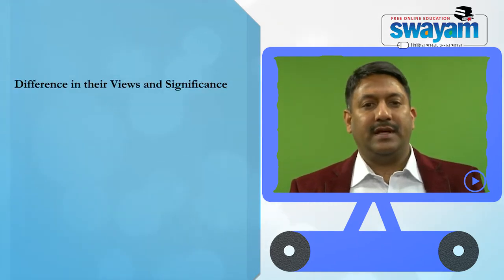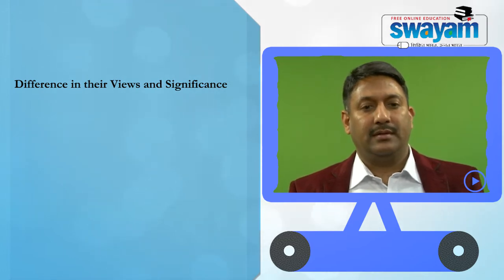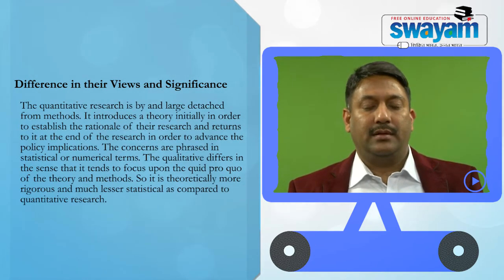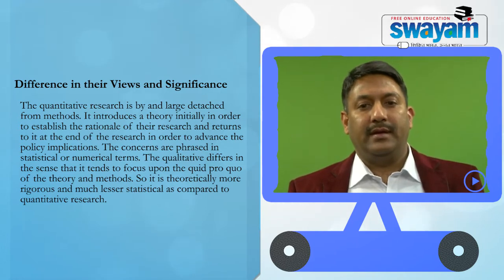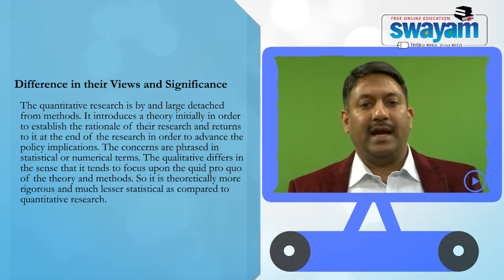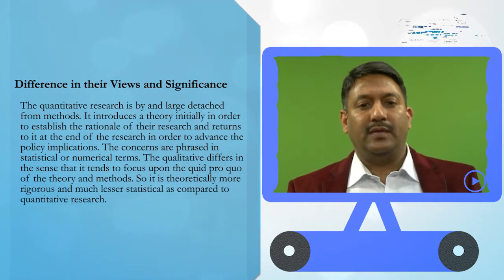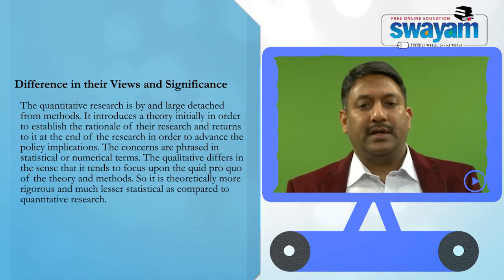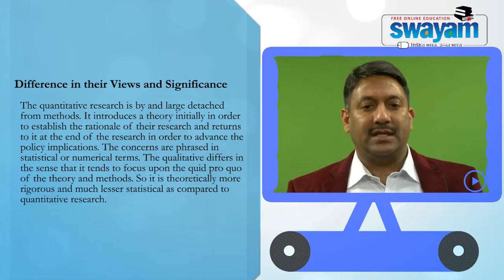Now the differences in the views and significance of the two methods. The quantitative research is by and large detached from methods. It introduces a theory initially in order to establish the rationale of the research and returns to it at the end of the research in order to advance the policy implication. The concerns are phrased in statistical or numerical terms.